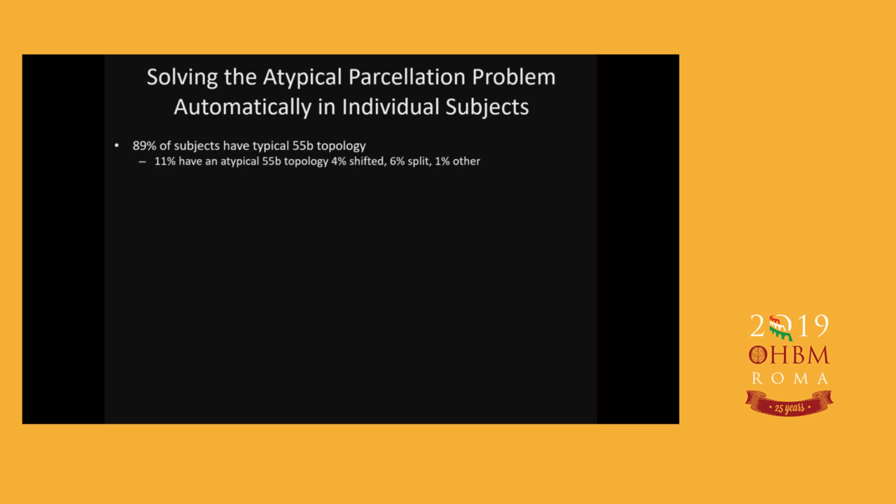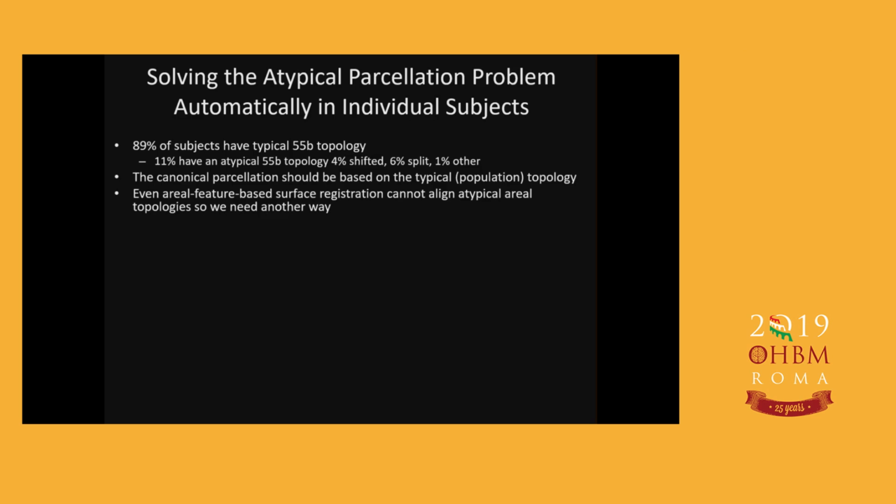Turns out 89% have the typical topology, but that means 11% have another topology. We want our canonical parcellation to be based on the typical topology, but we want to be able to account for these atypical individuals as well. And it turns out areal feature-based registration, while it can change the size of an area or move it around, translate it in space, can't actually swap areas or deal with these splits and joins.